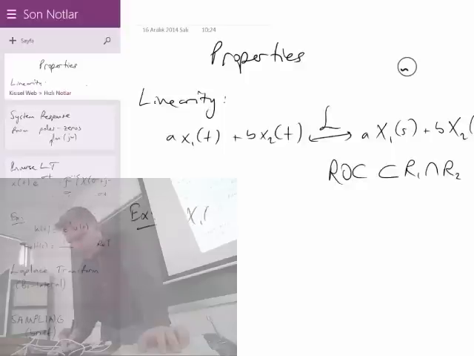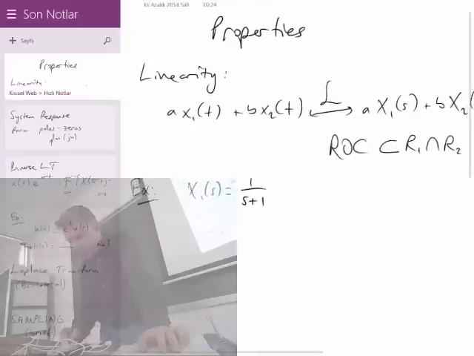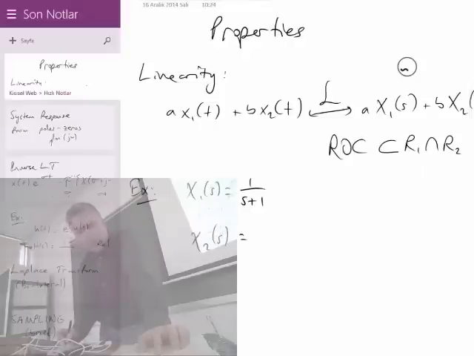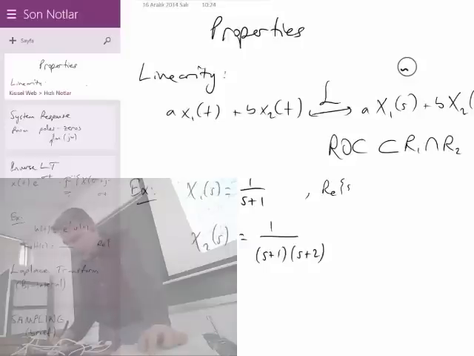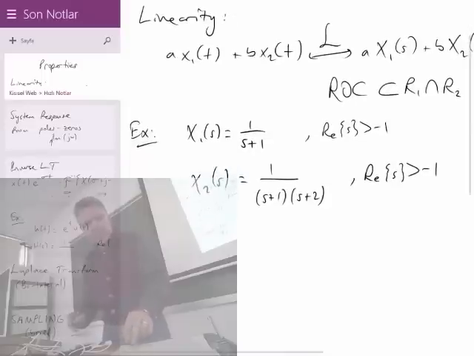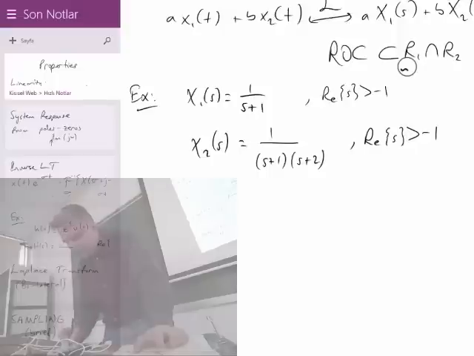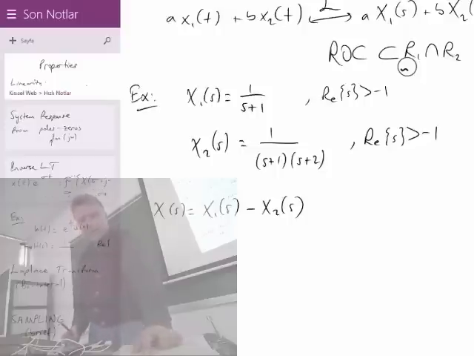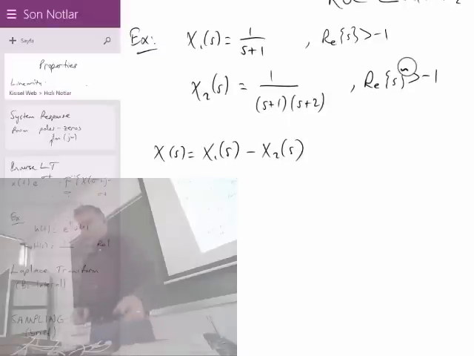Let's see an example. X1 of s is equal to 1 over s plus 1, and X2 of s is equal to 1 over (s plus 1)(s plus 2). Here the region of convergence is, for the first one, real part of s is greater than minus 1, and for the second one it's again real part of s greater than minus 1. So they are both right-hand sided. The question is this: if you combine them in such a way that your new X of s is equal to X1 of s minus X2 of s, a linear combination like this, this new combined X of s is expected to have a region of convergence like real part of s is greater than minus 1. It's to the right of minus 1.